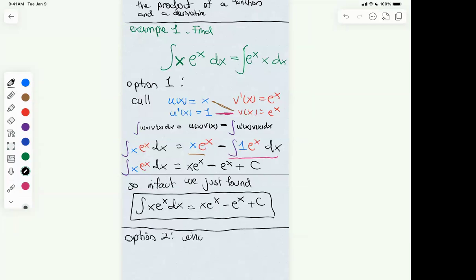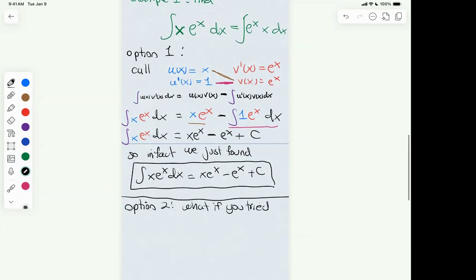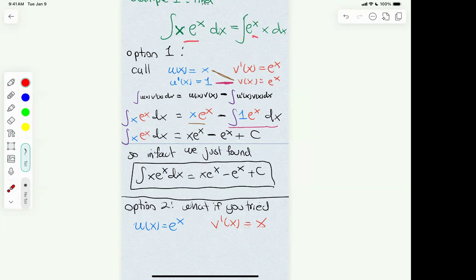What if you tried u prime of x equals e to the x, and v prime of x... no, sorry, v prime of x to be like x. I just wrote the product in the opposite order. Again, these two have to multiply to the function you started with, so they still multiply to e to the x times x, which is what's in here or in here.